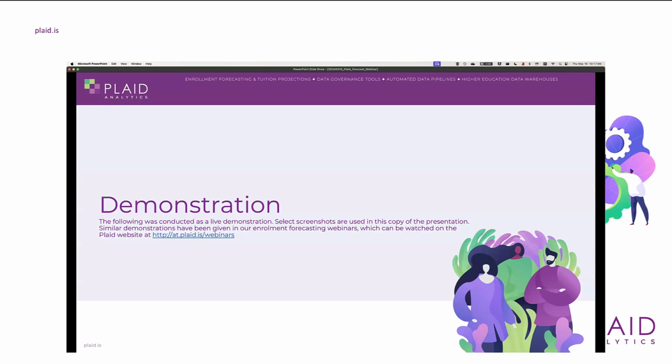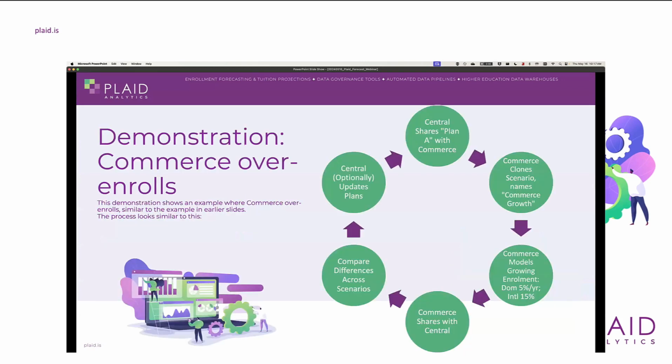So we'll go through the live demonstration today. I've got just a couple of screenshots here and a process to share with you first. So this is the example of Commerce over-enrolling. And what we're going to show today is starting at the top of our diagram here.